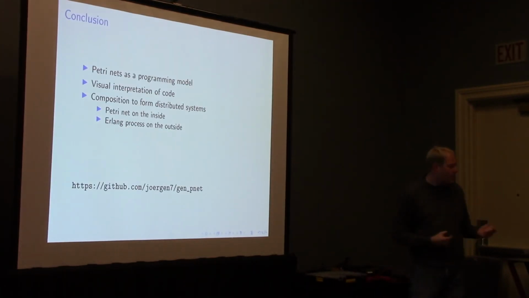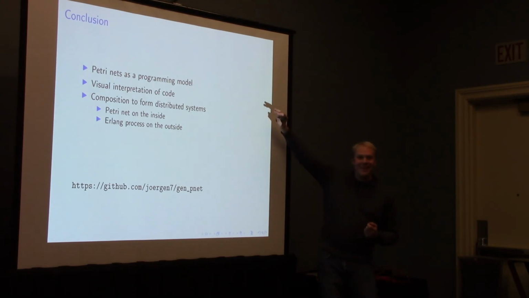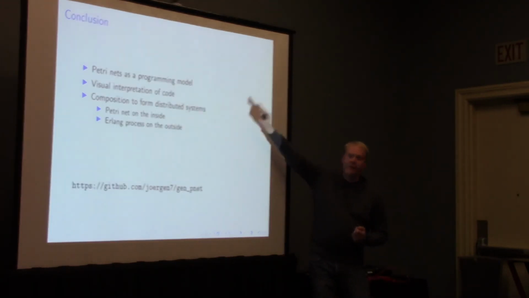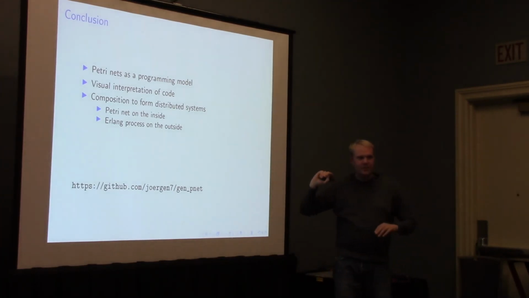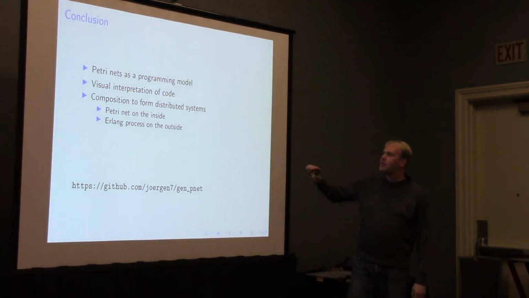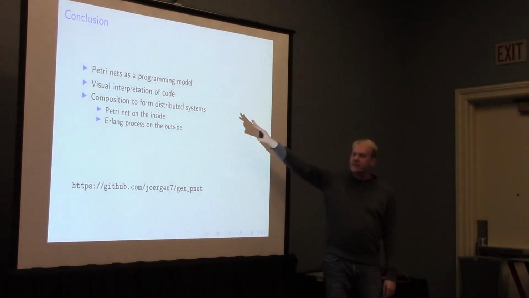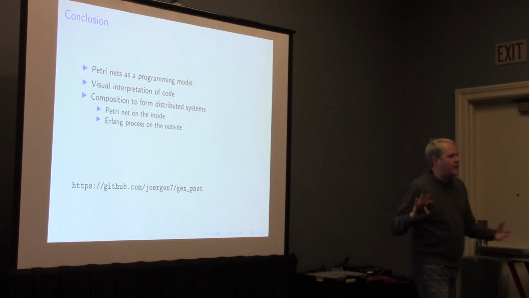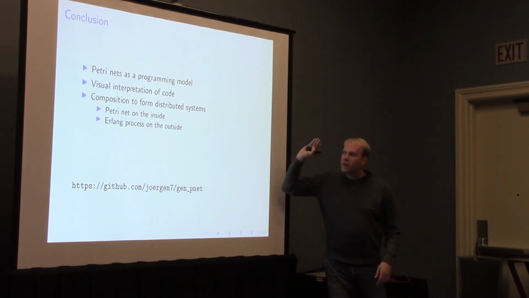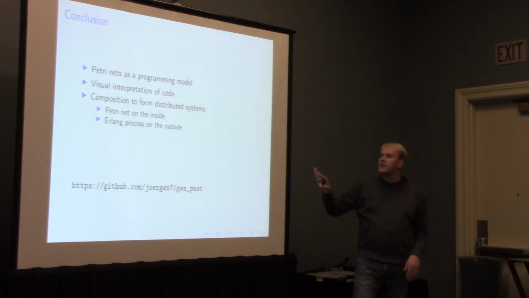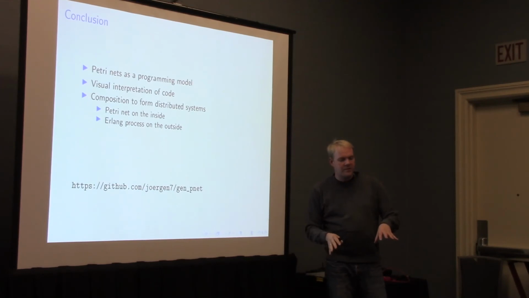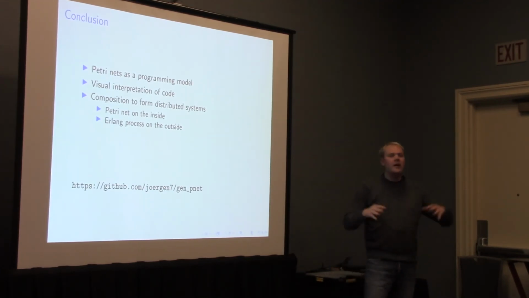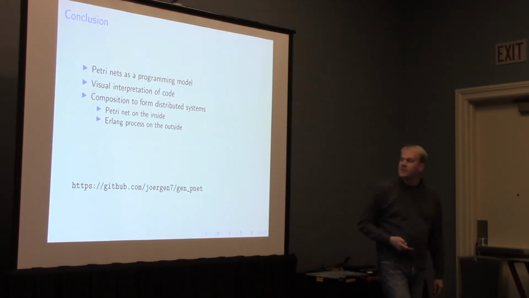So, really wrapping up now. We have the Petri net as a programming model, which is super good because earlier we only had these on paper. Visual representation of code is very useful, and we can compose. I didn't actually say this explicitly: we can compose distributed systems from these, because on the inside, the process is a Petri net as we specified it, but to the outside it's an Erlang process, and we know how to combine Erlang processes to form distributed systems. And that's it. Thank you for your attention.